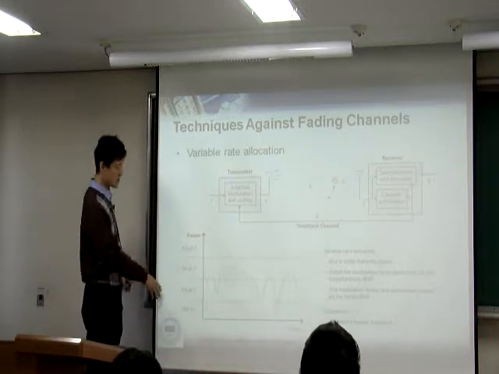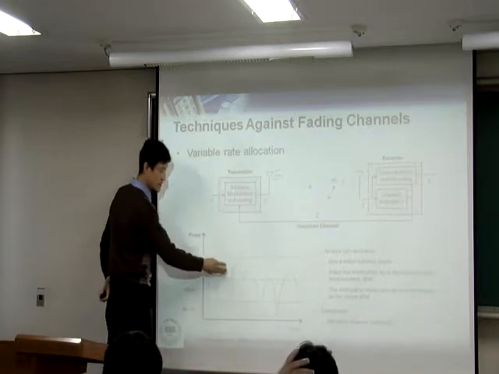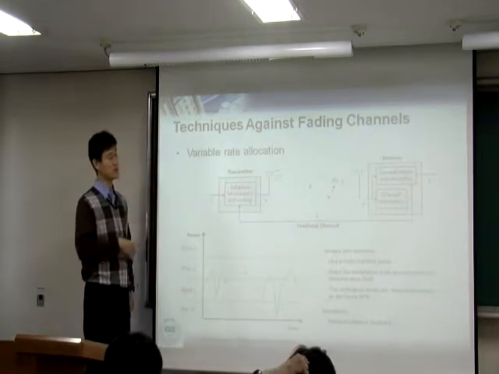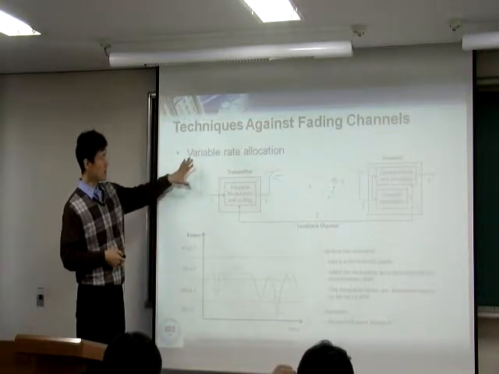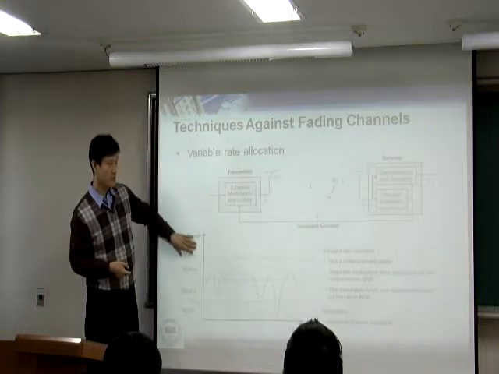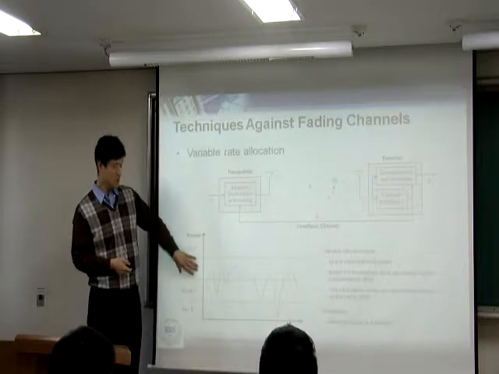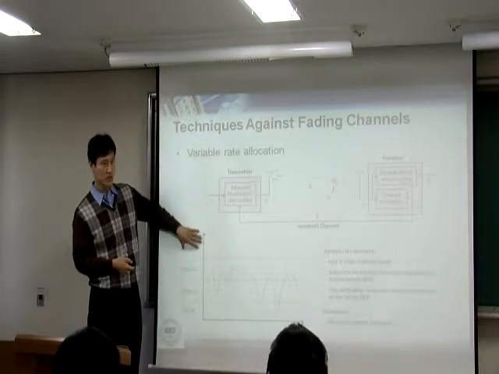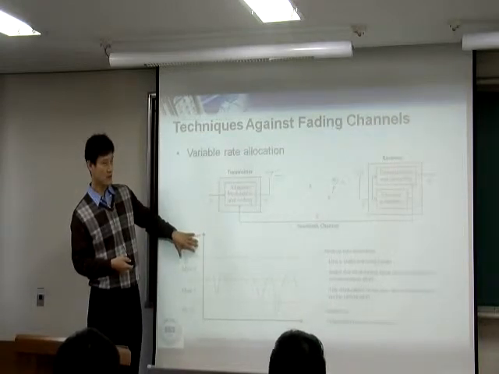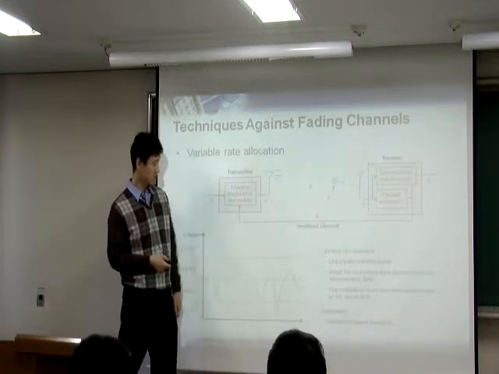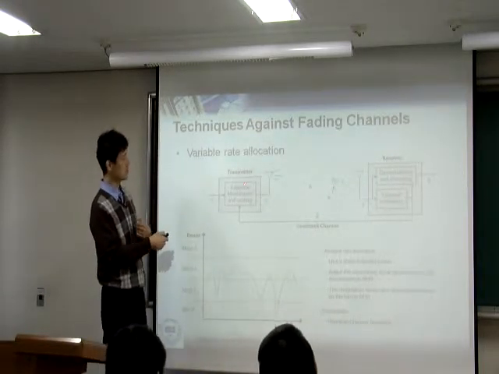That kind of decision, where you change the modulation coding depending on the instantaneous channel condition, is the adaptive modulation coding. That's the variable rate. Why do we say variable rate? Because each modulation has a different rate. For example, this is BPSK, 1 bit per symbol. QPSK, 2 bits per symbol. 16 QAM, 4 bits per symbol. So you change it based on the instantaneous channel condition. That's the motivation of doing this.